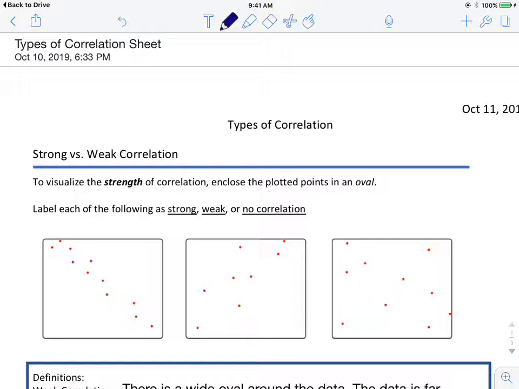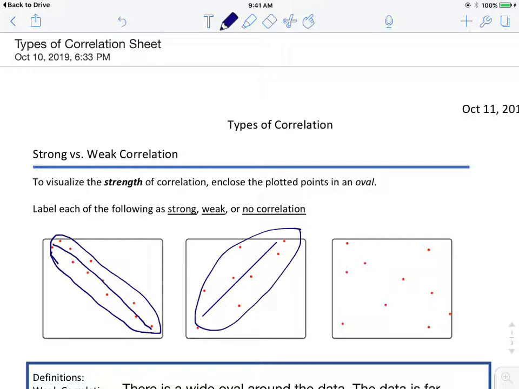When there's strong correlation, the data would be close to a line or curve of best fit, like in our first example here. If I were to draw an oval around the data, the oval is small and close to the line of best fit. In my second example, I can draw a line of best fit and an oval around my data. Notice in the second case, the oval is wider, meaning the line of best fit is less accurate of a predictor. In the third case, I can't actually draw a line of best fit.